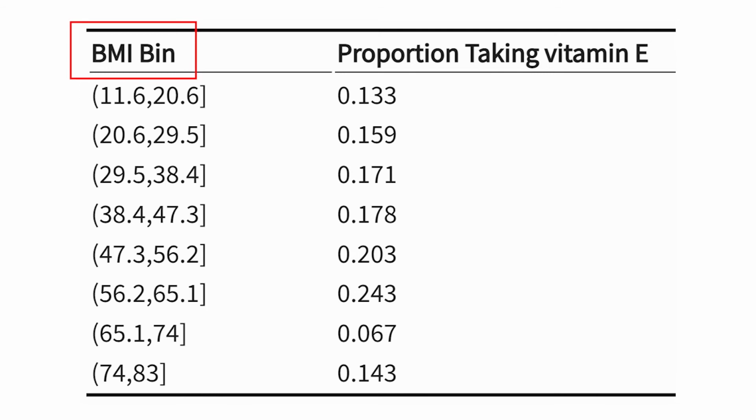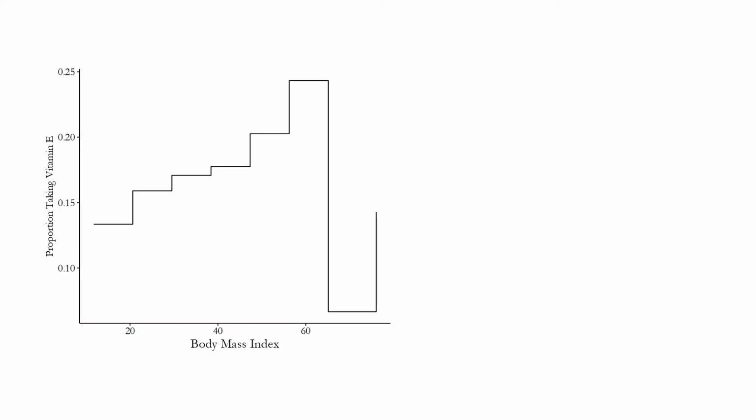So I might, for example, take what's the proportion of people who take vitamin E within different bins of body mass index. That's something that I can do. And in fact, here I have done it. Here's a table that shows for different bins of what your BMI might be, what proportion of people take vitamin E within those bins. And of course, the proportion is just the mean of a binary variable. I can take that exact same table, I can graph it out to show you how the conditional mean, which you can see on the y-axis there, is changing as we move along the x-axis.